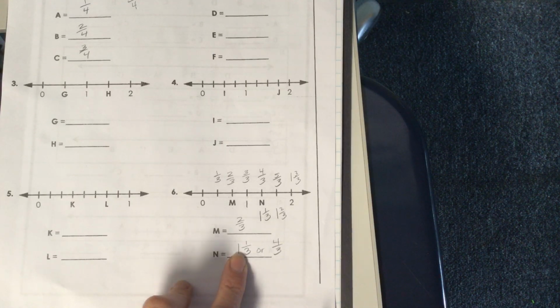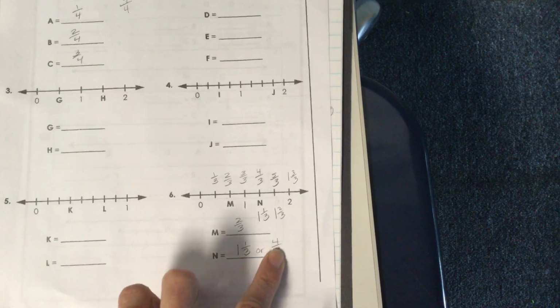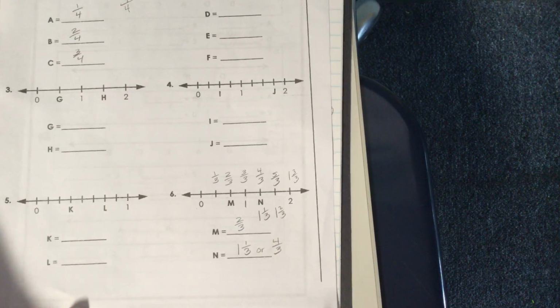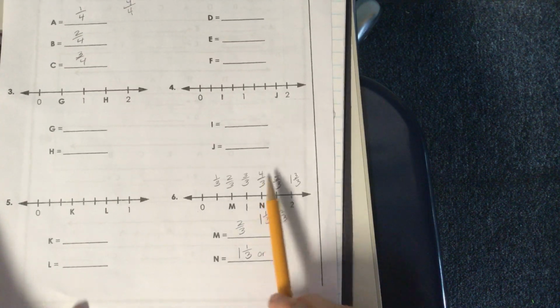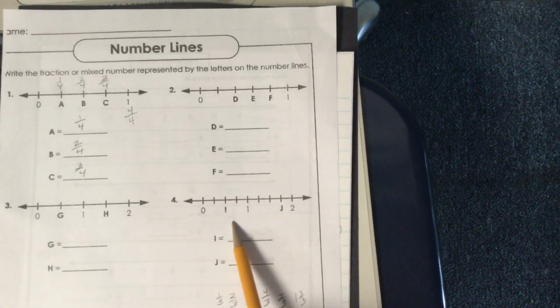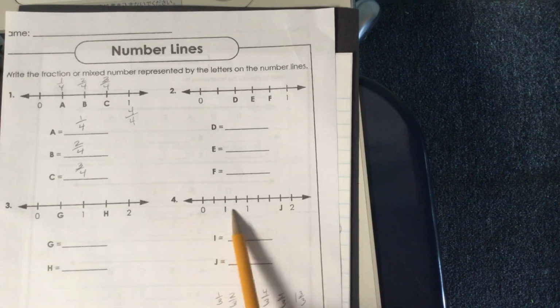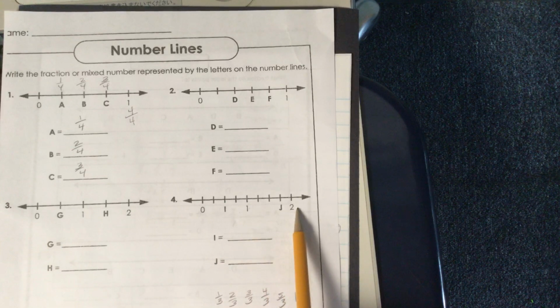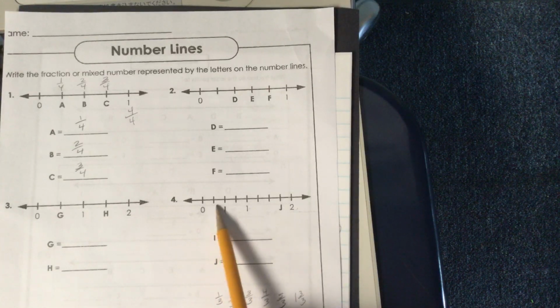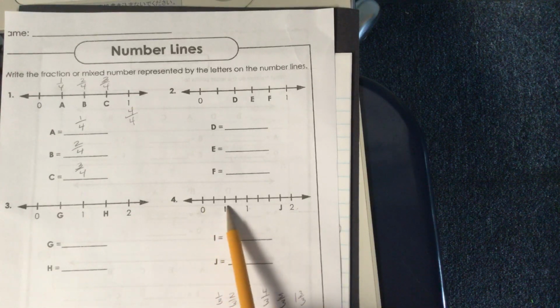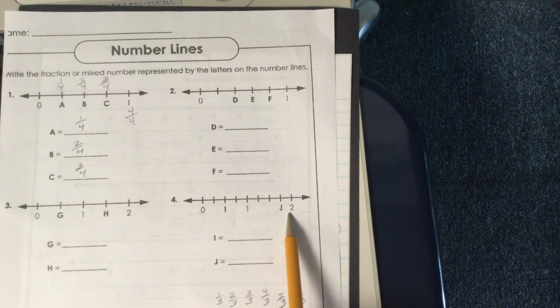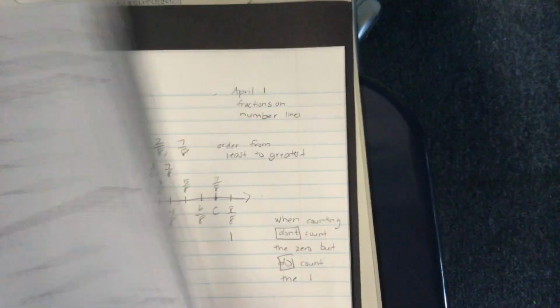It looks better if you write it as the mixed number 1 and 1/3, but we'll learn more about improper fractions and mixed numbers going forward. So that one would be your tricky one. And then you have another one right here on number 4 where you have the whole number 1, the whole number 2. You've got to figure out how many spaces you have in between to solve for I and J. So that one might be a little bit more tricky.